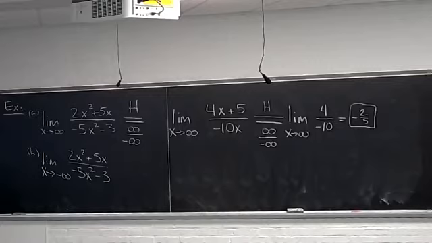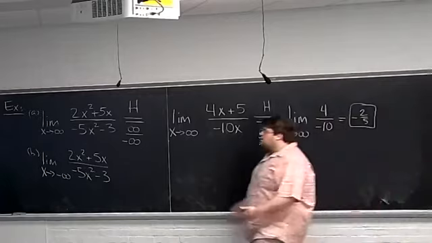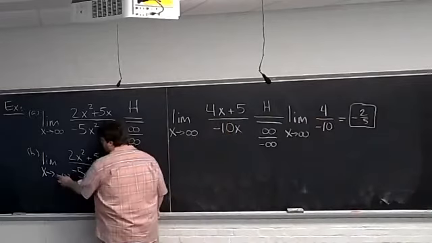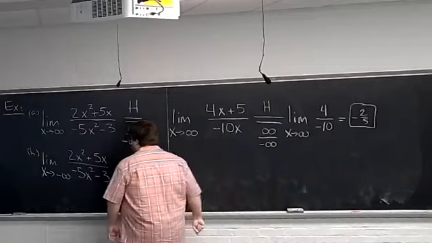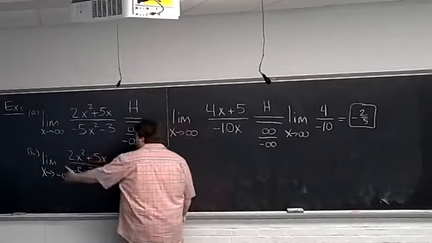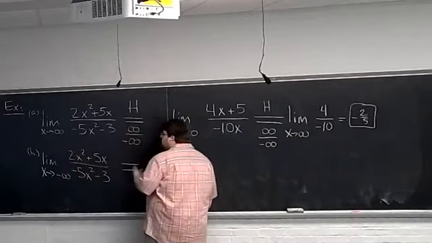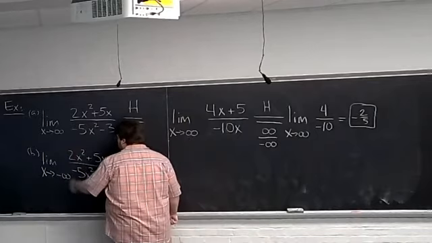Any questions about that limit? Okay, now how about part B? Well, the same argument applies, but we're considering as x goes to negative infinity. As x goes to negative infinity, the polynomial is still going to be dominated by its largest exponented term.